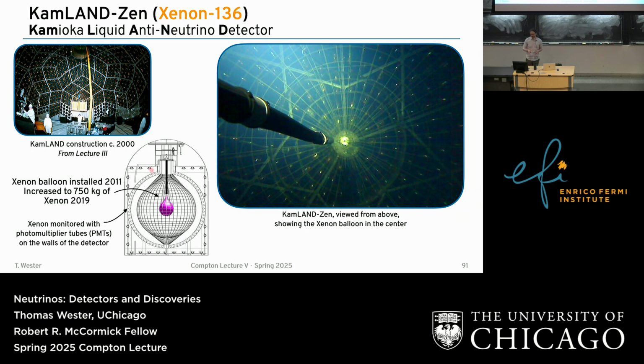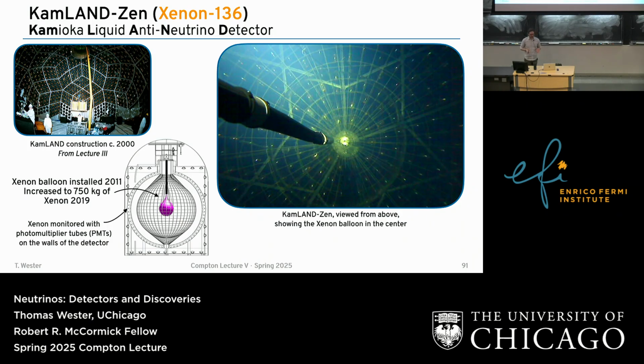So here's what it looks like if you look down into the top of CamLand. This center piece here is the xenon balloon. And that's the amount of xenon that they're monitoring to see if there's neutrinoless double beta decay.